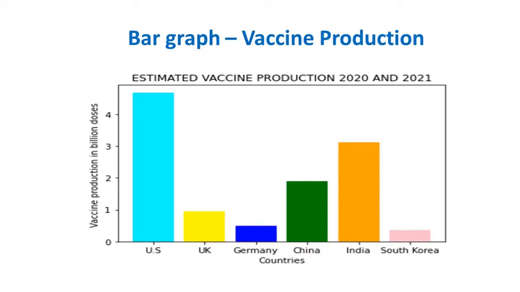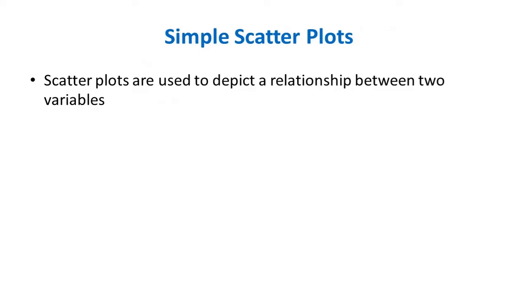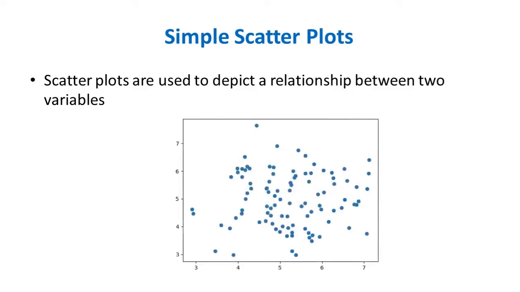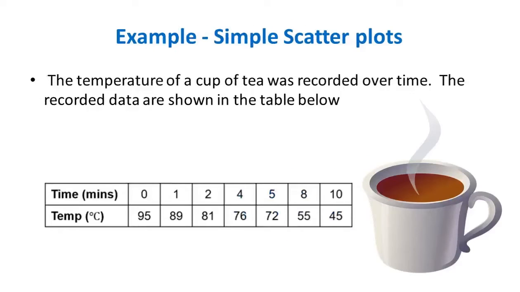When we look at this graph, it is very clear that estimated production of COVID-19 vaccine by United States is more than any other countries taken for comparison. Now let's move on to see about the scatter plot. Scatter plots show the relationship between two variables. Let us understand the scatter plot through an example. Assume that the temperature of a cup of tea was recorded over time. The recorded data are shown in the following table.